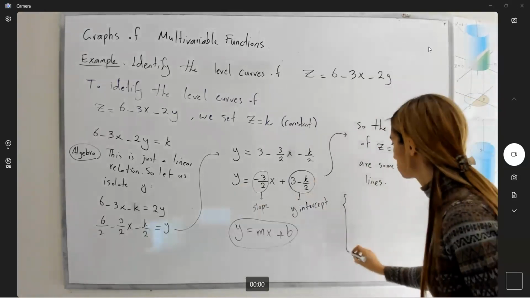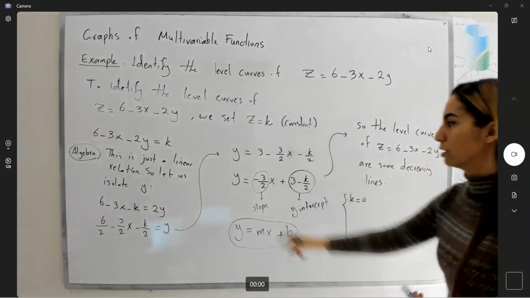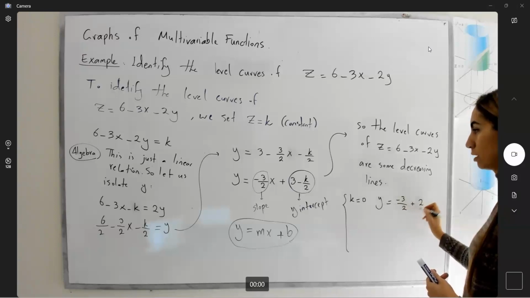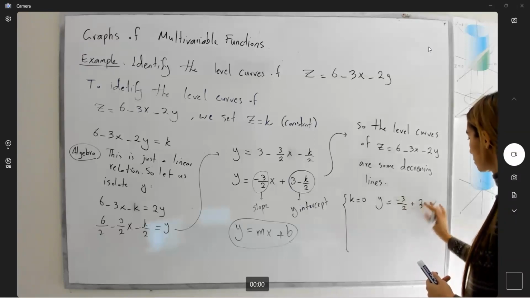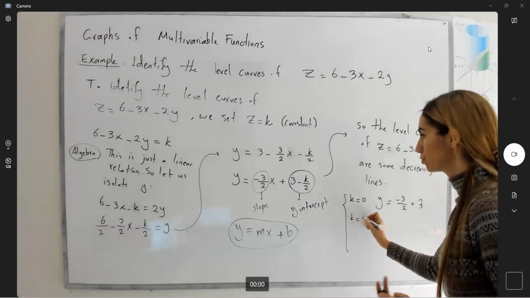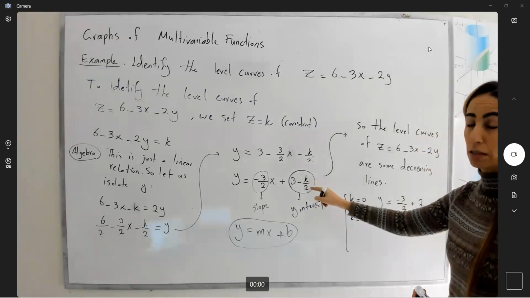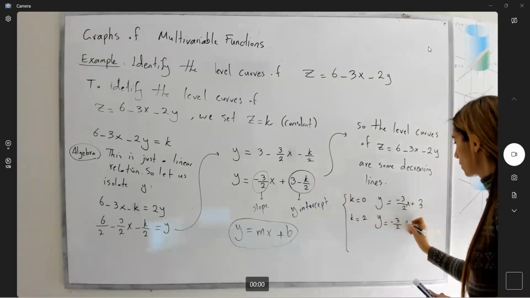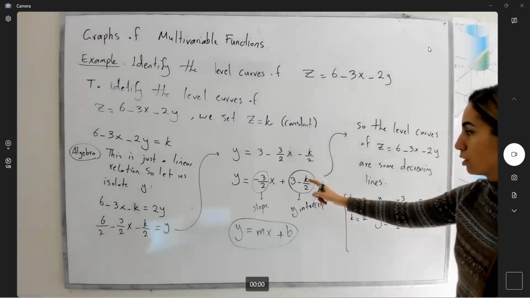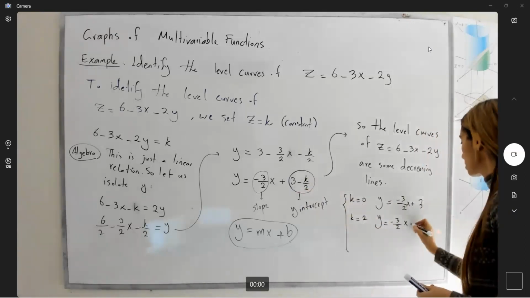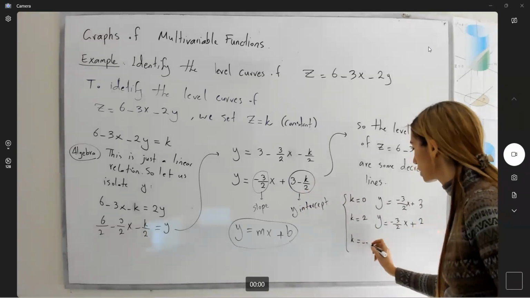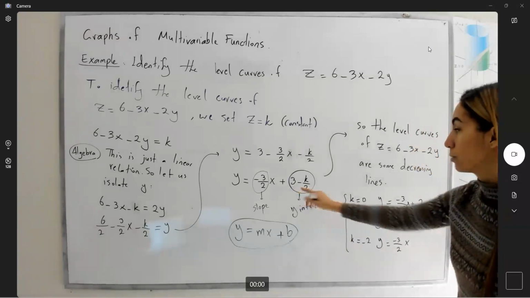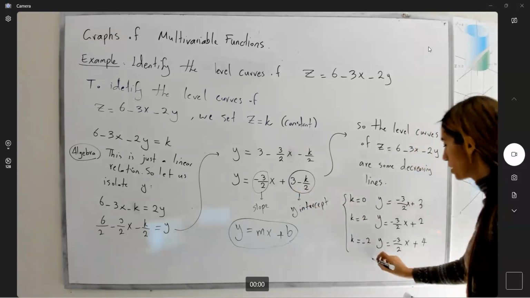Say, if k is equal to 0, I have y equals negative 3/2 x plus 3. If k, for example, is equal to 2, I'm using 2 because it's easier to simplify, my y becomes negative 3/2 x, and here, since I have 2, 2 divided by 2 is 1, 3 minus 1 is 2. If k is equal to, for example, negative 2, y becomes negative 3/2 x, then I have 3 plus 1, which is 4.